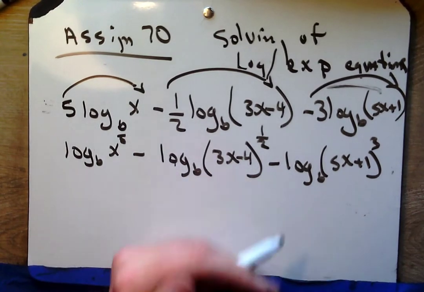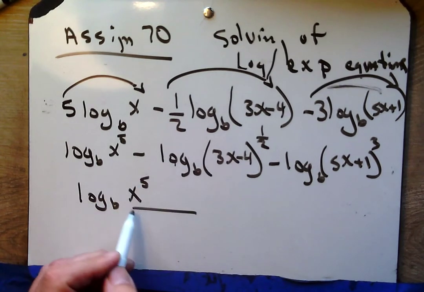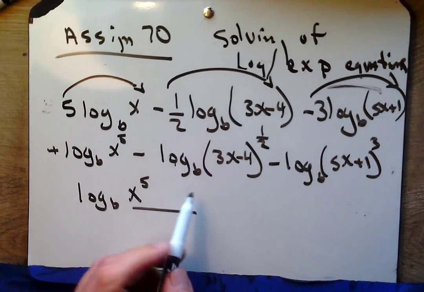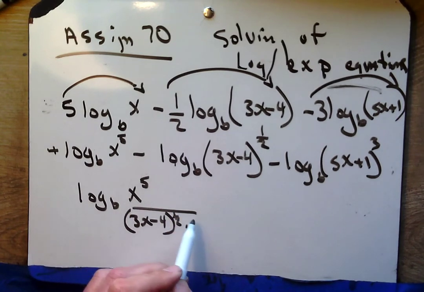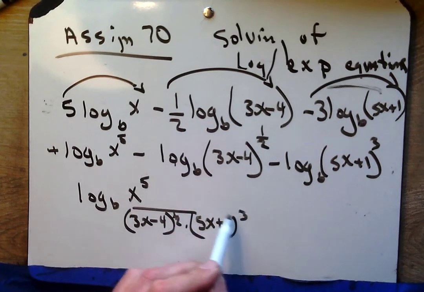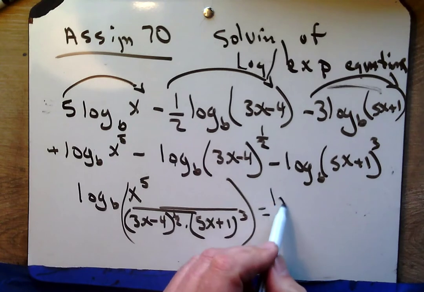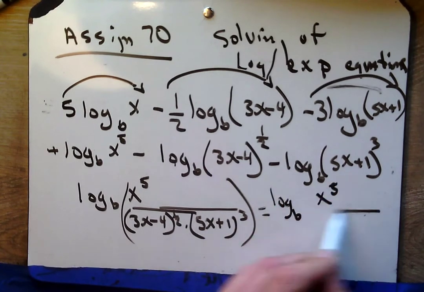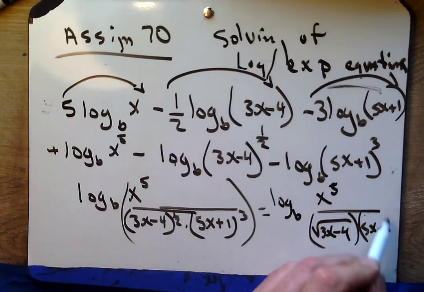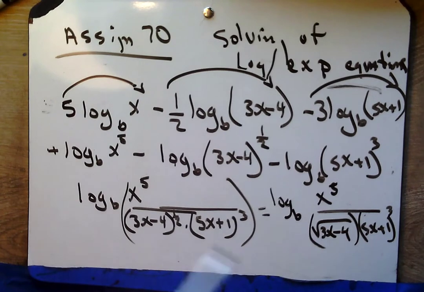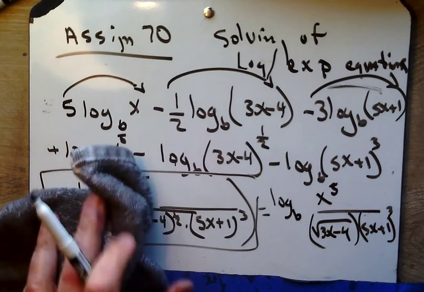These 2 minuses tell me that they're going to be in the denominator when I combine these 3 logs. This is a positive log, so it goes on top, and then I have 3x minus 4 to the 1/2 times 5x plus 1 to the 3rd. Ta-da, that's my log. And if you want to turn this into log base b of x to the 5th over square root 3x minus 4 times 5x plus 1 to the 3rd, you're certainly welcome to do that. But this is fine by me. We've condensed into 1 log. And so I'm a happy camper.